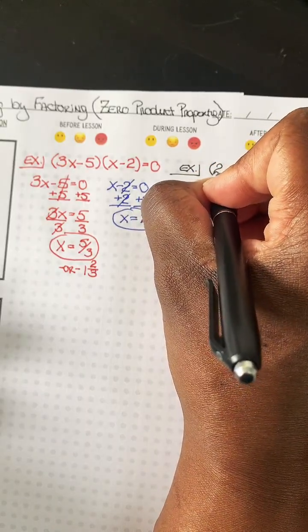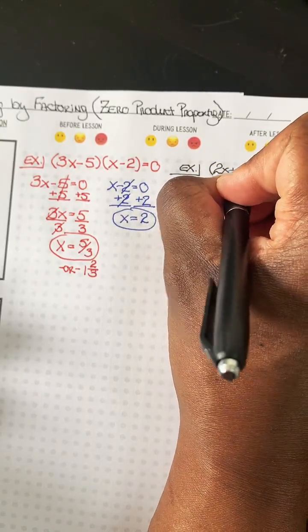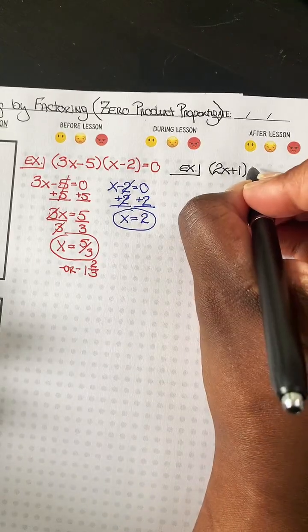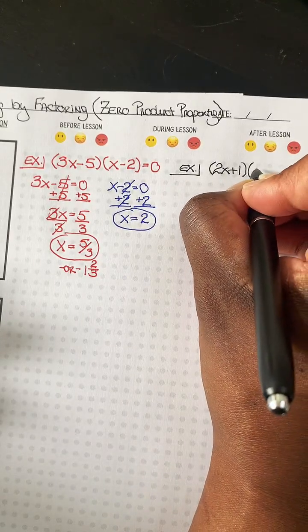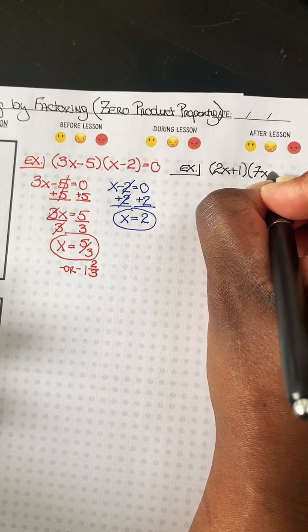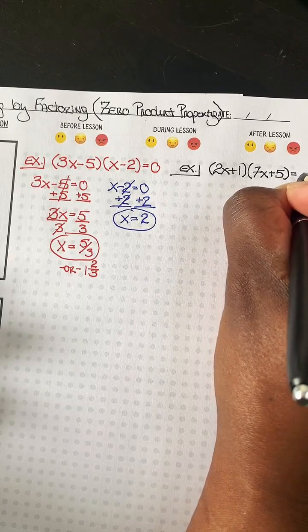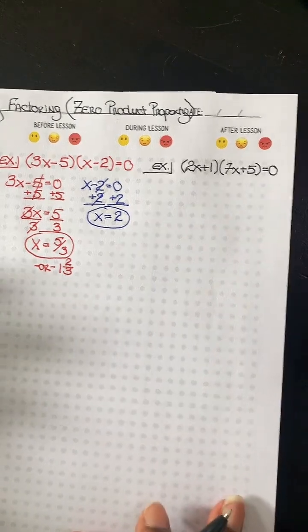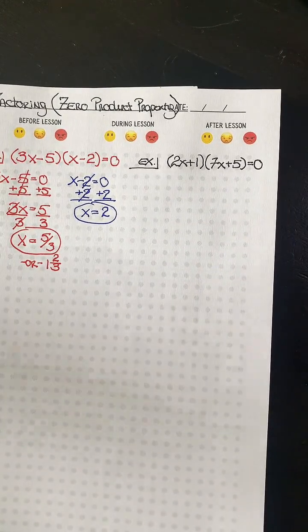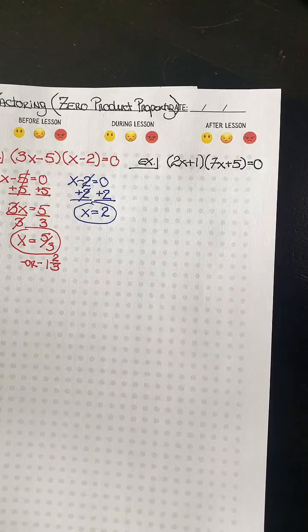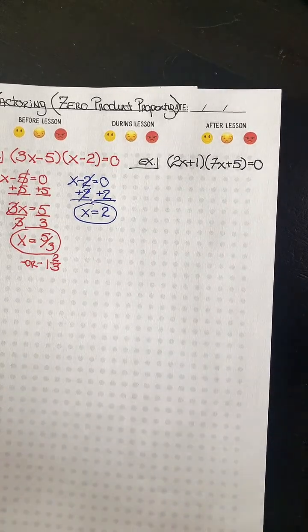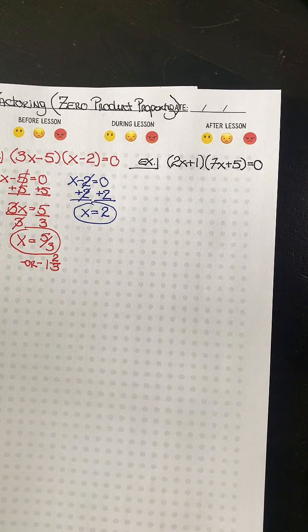So we have 2x plus 1 times 7x plus 5 is equal to 0. This would be good practice for you guys to solving two-step equations. Gotta still get that practice in.